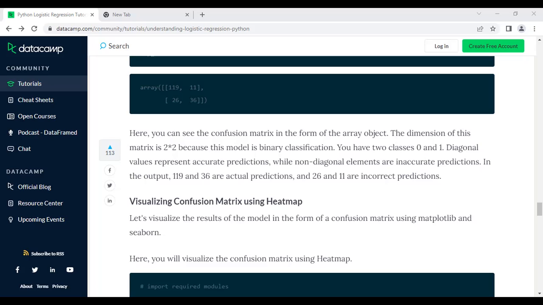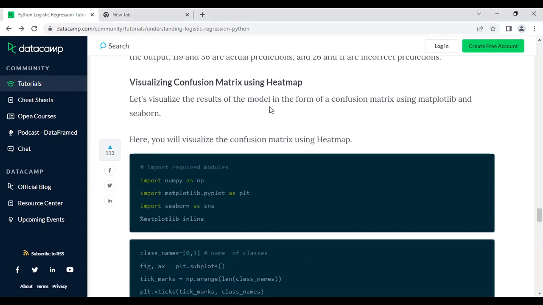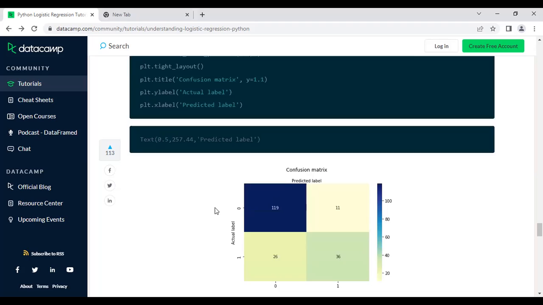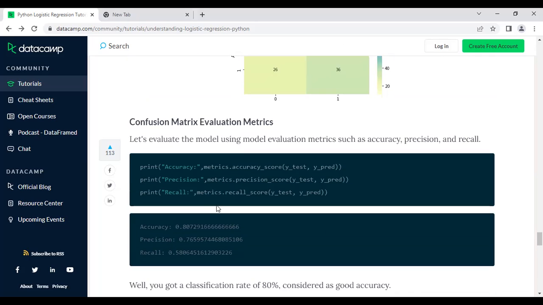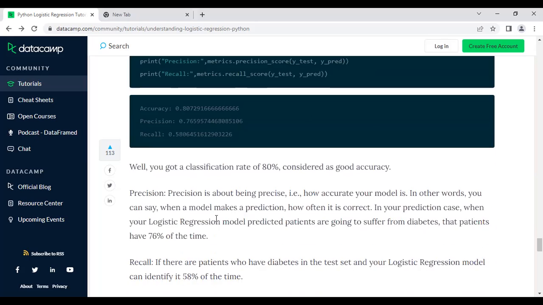Now evaluating the model, after that we will see the visualization matrix and heat map using this code part. This is the confusion matrix coding part.